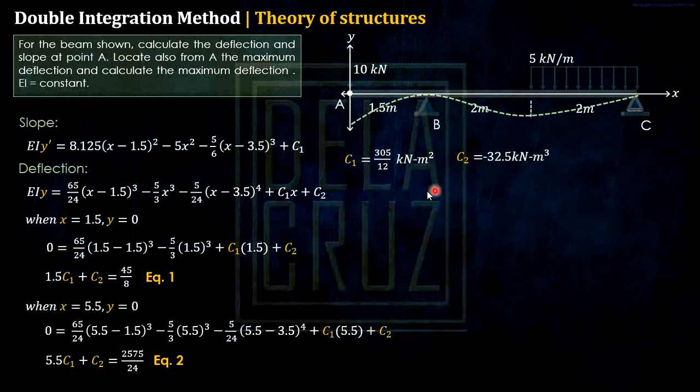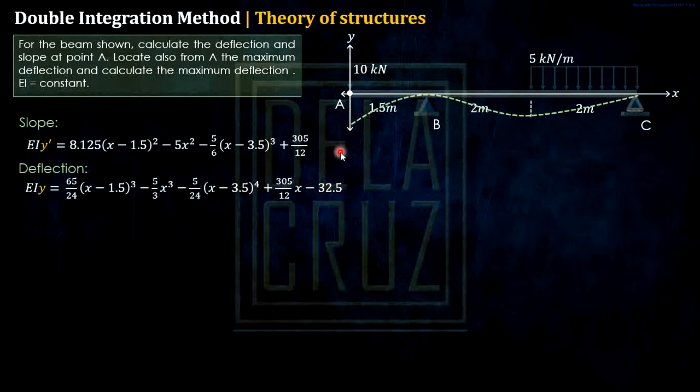Now let's simplify. We have defined the equation of the slope and the equation of the deflection. We have the constants of integration, so substitute them. This is it, and this is it. Now, to calculate the deflection at A, our boundary here is when x is 0, we can calculate our deflection, delta A. That is the deflection at A. When x is 0, take note, we are here, and the deflection y is the deflection at A.